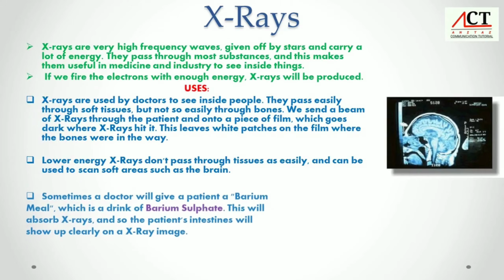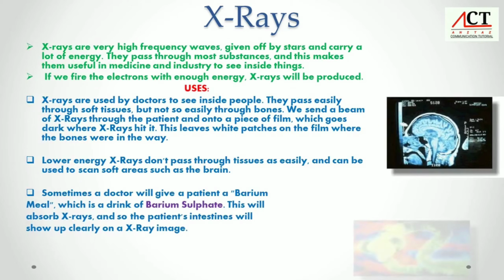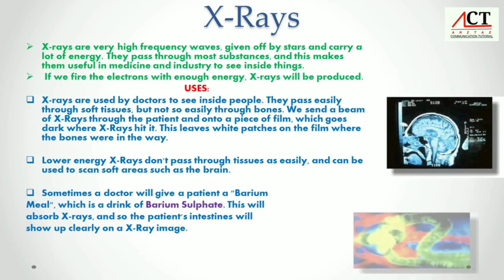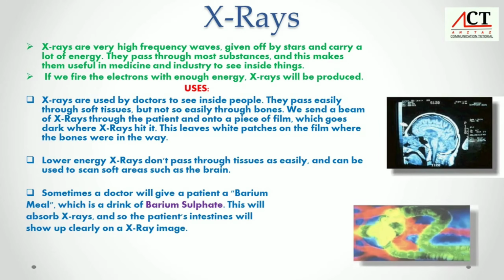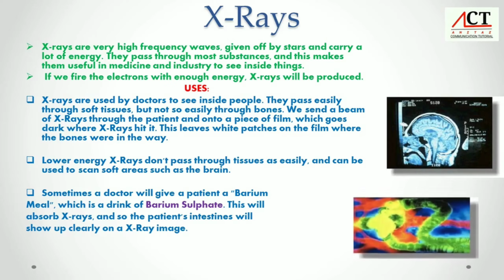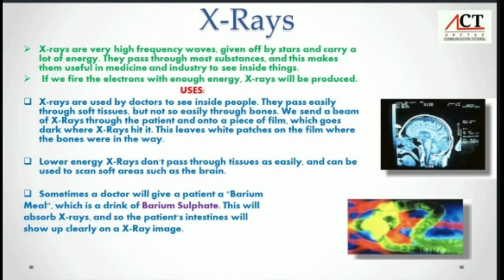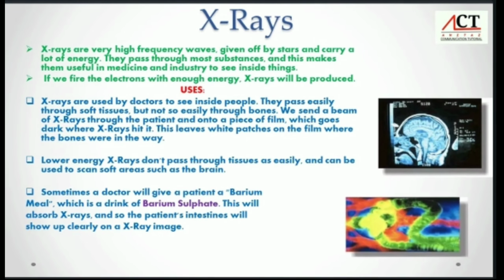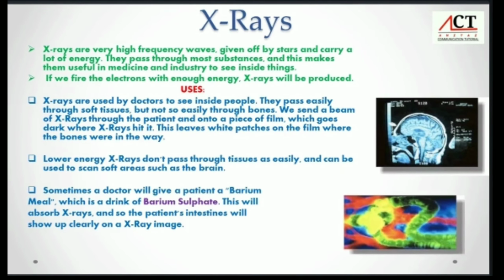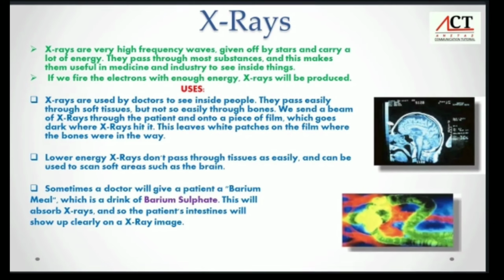Lower energy X-rays don't pass through the tissues easily and so they are used to scan soft areas such as brain. Sometimes a doctor gives patient a barium sulfate drink which absorbs X-rays so that the patient intestine can be viewed as an X-ray image.